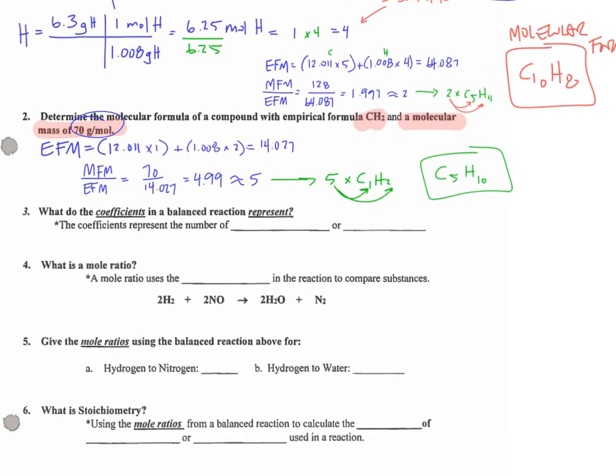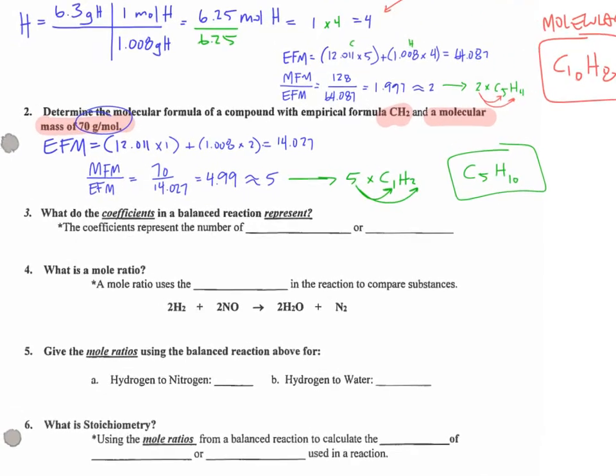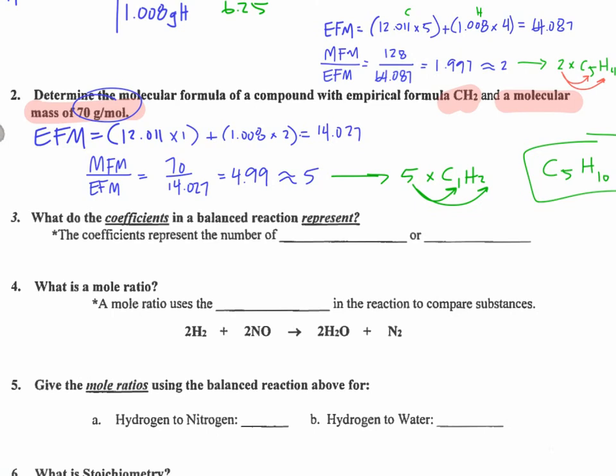Okay, so what do the coefficients represent in a balanced reaction? Well, those coefficients represent the number of molecules or the moles of that compound. The number of molecules or moles. Okay, either way. What's a mole ratio? A mole ratio is using the coefficients in my chemical reaction to compare the substances.